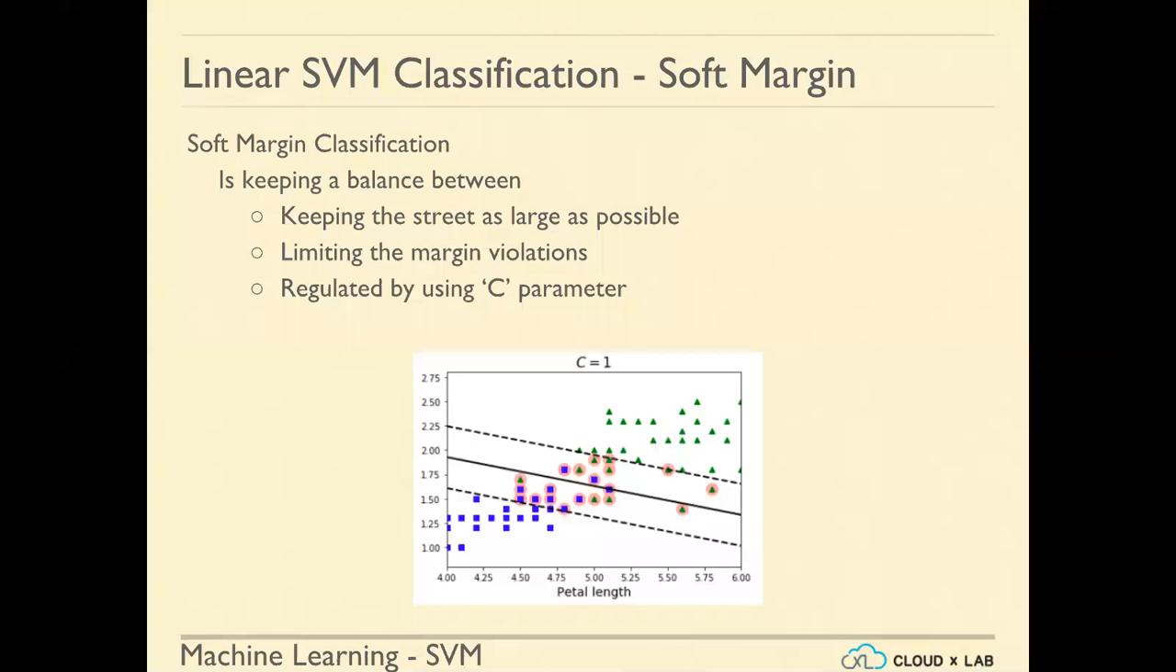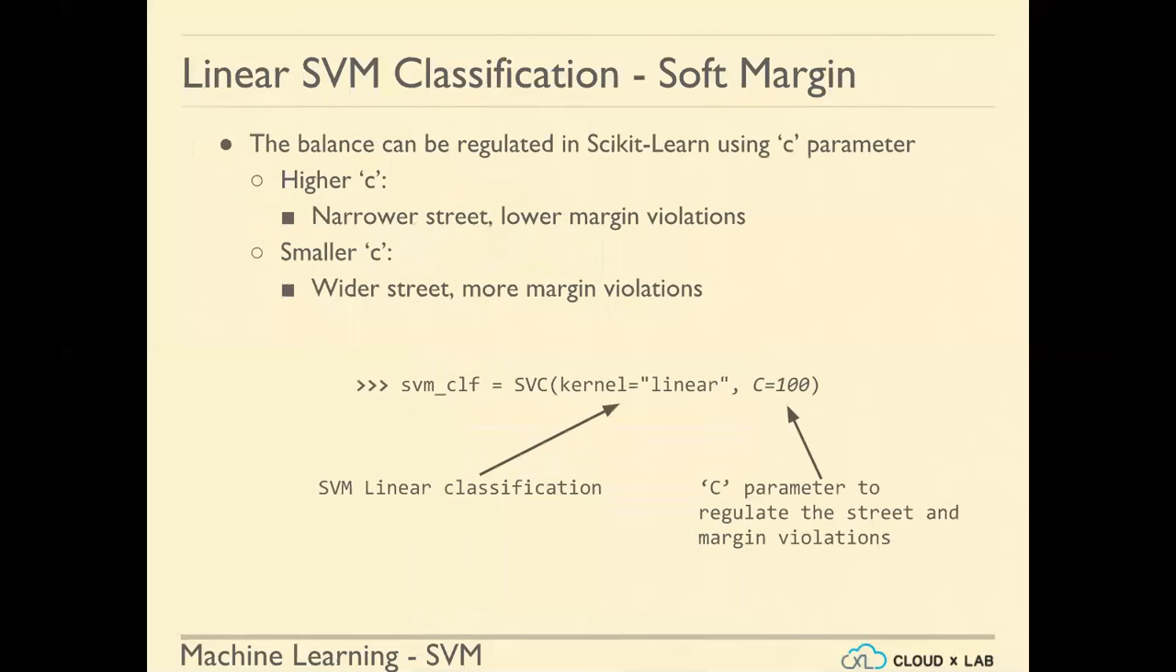The trade-off is between the violations. A violation means one instance which was supposed to be on the right hand side of the line is on the left hand side, or vice versa. So the regulatory C parameter's duty is to do the trade-off between the two. Again, C is a hyperparameter, so we could scan through the data set and do a grid search with C.